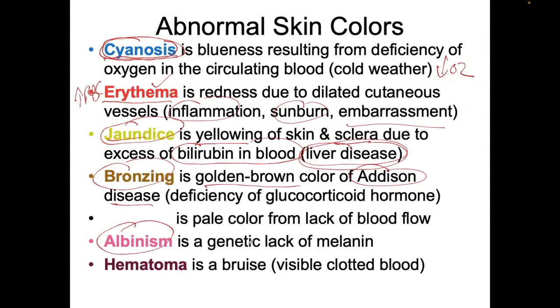Albino or albinism is a genetic lack of melanin, whereas vitiligo is when there's an autoimmune attack against the melanocytes. So there can't be any production of melanin. They're different. Okay? A hematoma is a clot of blood. That's a bruise. Okay? Good place to take our break.